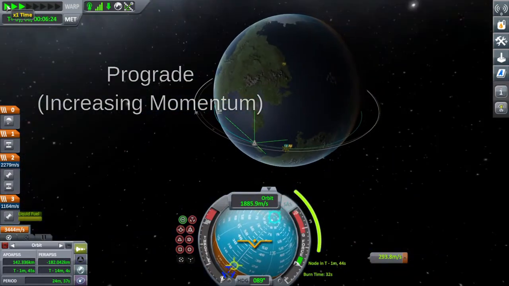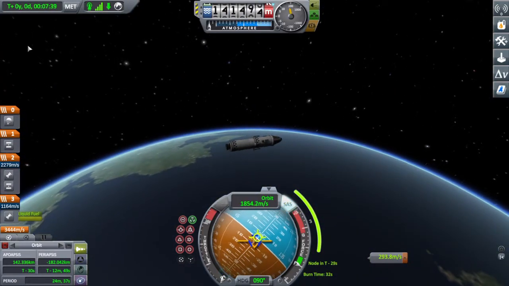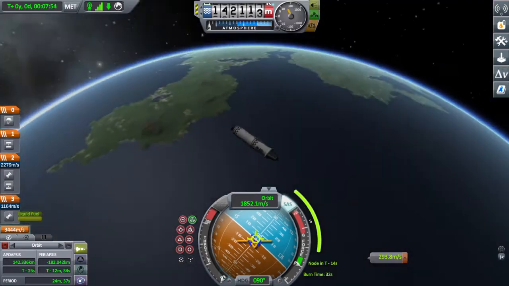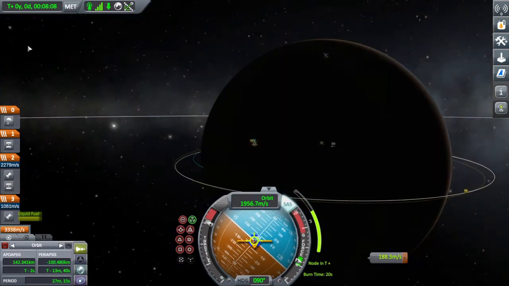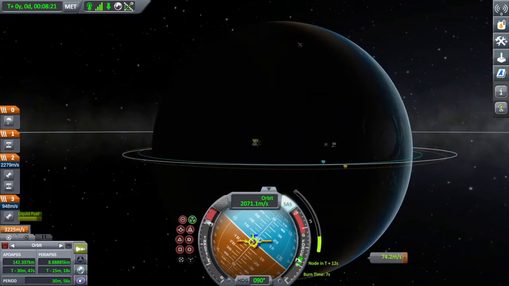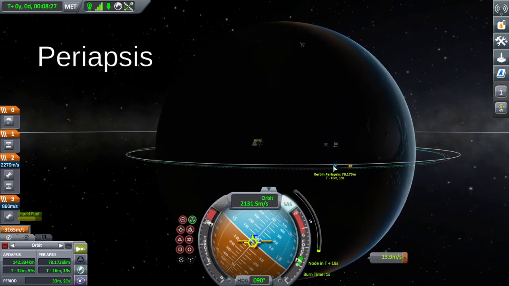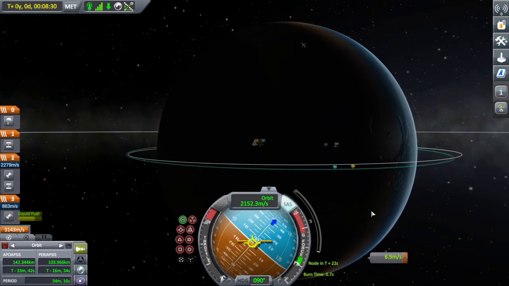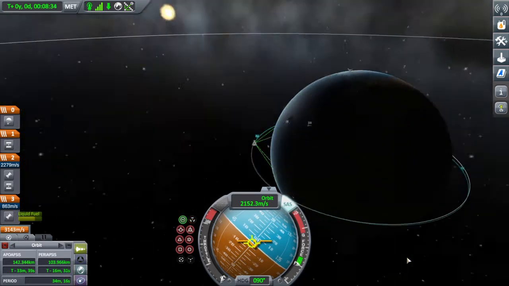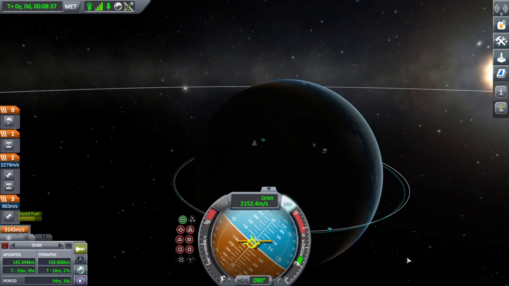So when it gets to around T-minus 15 seconds before we reach the apoapsis, I burn at full throttle prograde until we get a nice circular orbit around the Earth. Then I cut the throttle. Now you'll notice a new marker popping up called the periapsis. Unlike the apoapsis, which is the farthest away our orbit is from the Earth, the periapsis is the closest point in our orbit to Earth.